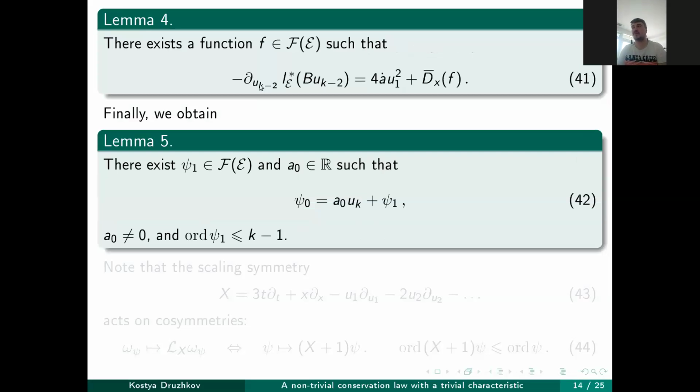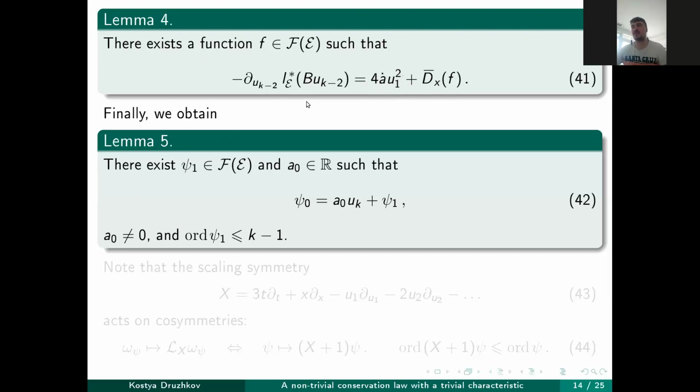We also need the following technical lemma 4. Lemma 4 tells us that if we apply this to one of the terms arising in this psi 0, because we can apply it to any function, right? The adjoint linearization operator, and proposition 2 works for any function, not necessarily for a cosymmetry. So we can apply the same proposition to this term, and on the right-hand side we get this, where f is some function. The important part of the story is that on the right-hand side we do not have something of the form total derivative with respect to x applied to something due to this term. All other terms are of this form, but this term is not. It's easy to see that this term is not D_x of something, except for the situation when a dot vanishes, when a is a constant.